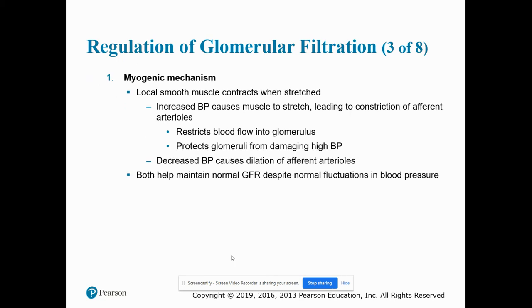The myogenic mechanism: local smooth muscle contracts when stretched. An increased blood pressure is going to cause the muscles to stretch, which is going to cause constriction of afferent arterioles. So as blood pressure goes up, it's going to cause the muscle to literally stretch, which is going to cause it to constrict. And whenever it constricts, it's going to restrict blood flow into the glomerulus, and it's going to protect glomeruli from damaging high blood pressure.